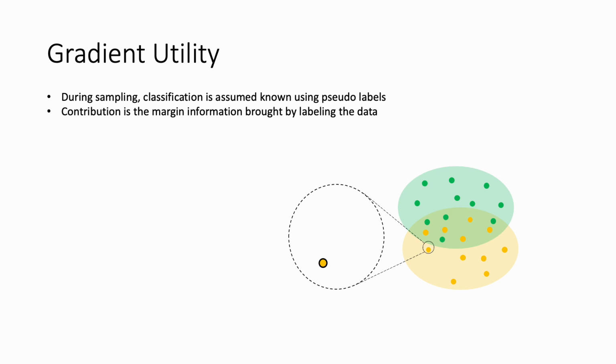We also propose gradient utility to actively sample target images. Suppose the green dots are source images and the yellow dots are target images. There is a classification boundary in the space. For each image, we can use its pseudo-label to compute the classification gradient, which is a red arrow. We can also compute its domain alignment gradient, which is a blue arrow. We propose to measure the image's margin contribution from being labeled using these two gradients.